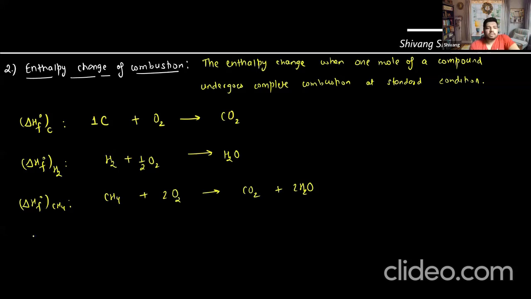Simplest. Some tough ones can be like ethanol to do. It's not tough, it is just the balancing which the students miss. So C2H5OH plus O2 gives you CO2 plus H2O.